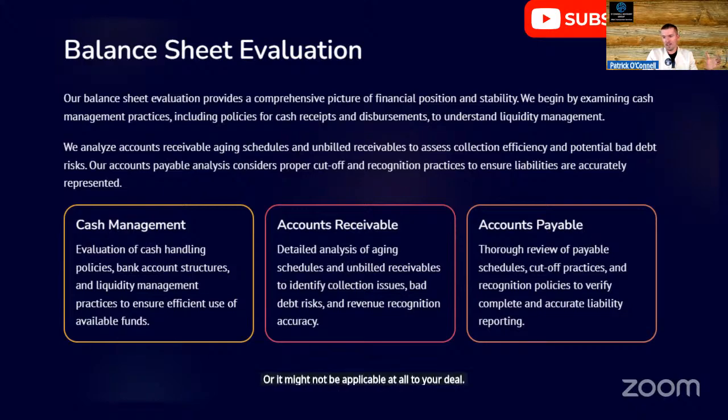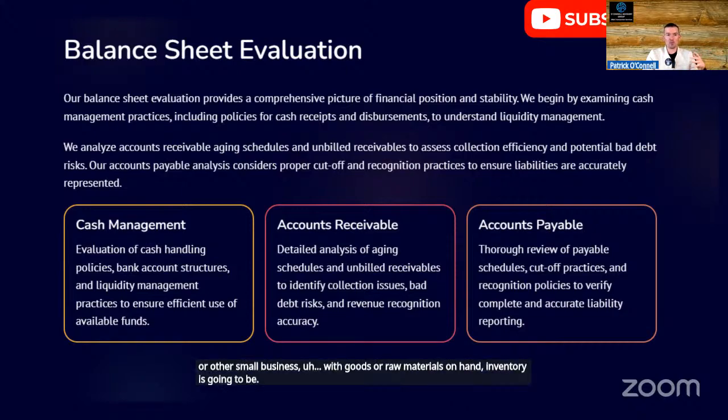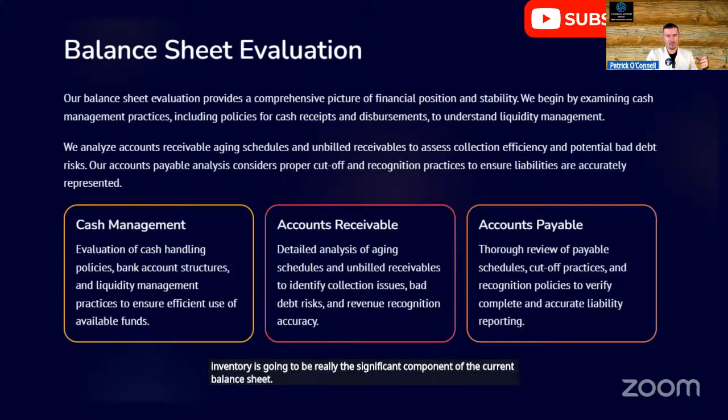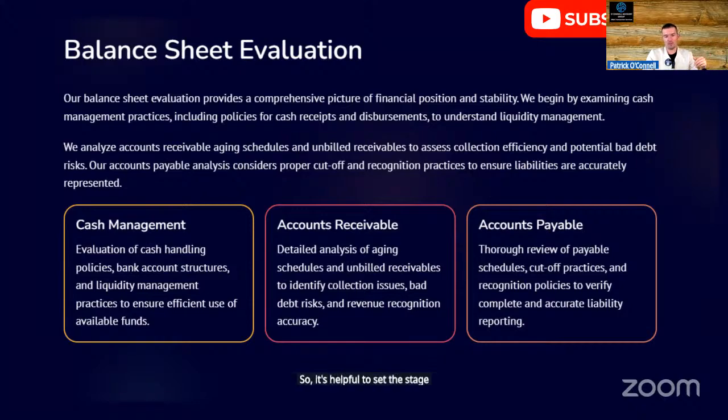In manufacturing deals specifically, inventory is a significant component, raw materials. So any kind of manufacturing company or other small business with goods or raw materials on hand, inventory is going to be probably your most important evaluation of this balance sheet. So those are really the three buckets. Again, cash, AR, AP, inventory is going to be really the significant components of the current balance sheet. So it's helpful to set the stage before we dive into some of the analysis.